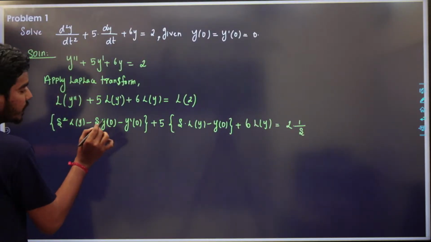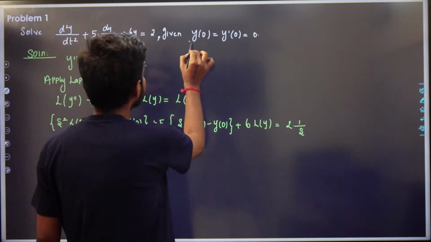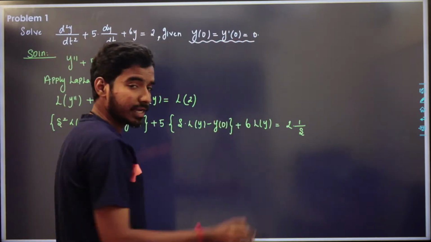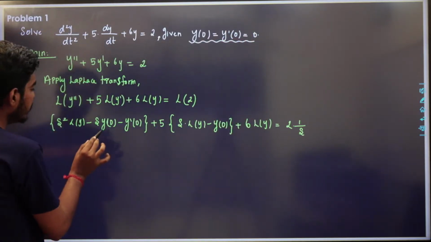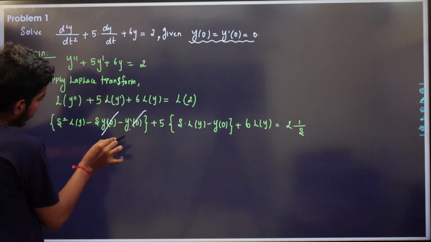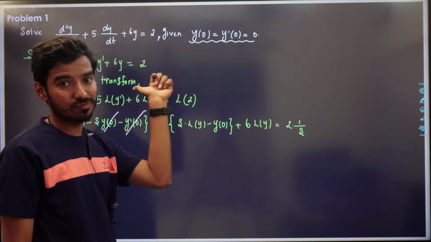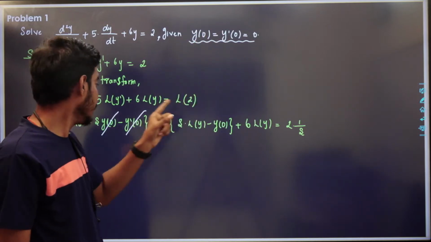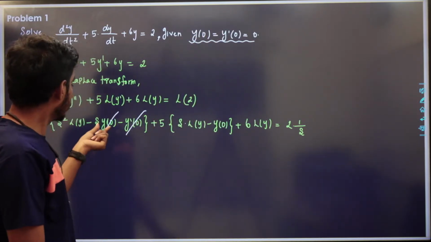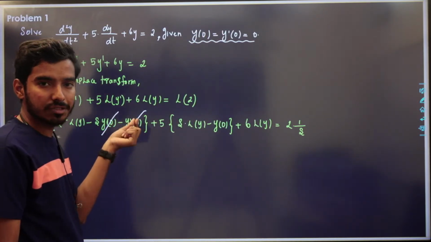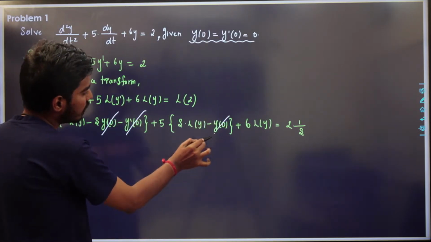Now what we can do is apply the initial condition, right? The initial condition is y of 0 is 0, y dash of 0 is also 0. If there is some other number in the problem, you have to put that number here. Since y of 0 is 0 and y dash of 0 is 0, these terms will be 0.